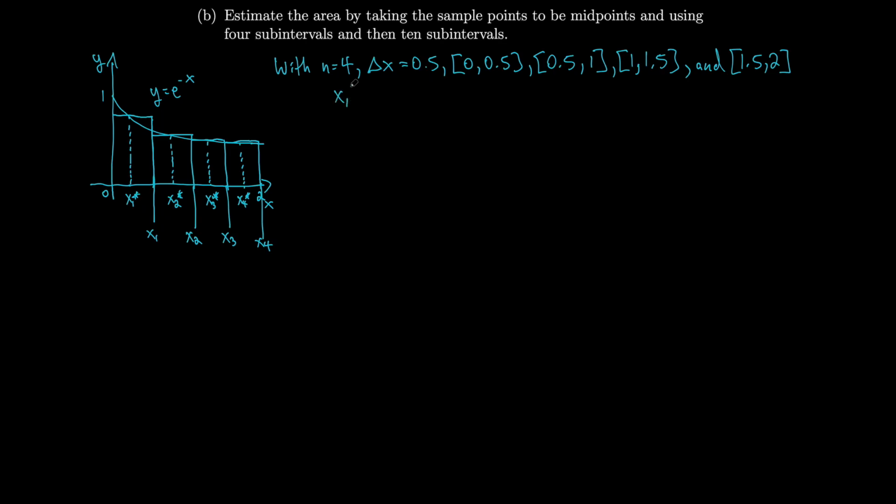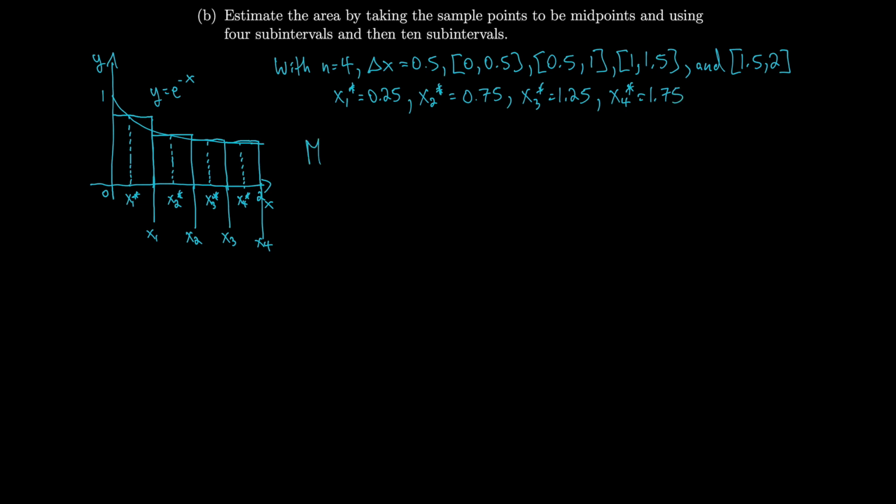So let's look at what the sample points become. x1 star is in between 0 and 1/2. It's halfway in between, so that means it's 0.25. It's in the middle of this interval. The next one's in the middle of this interval, so it's 0.75. Then 1.25. And then 1.75.